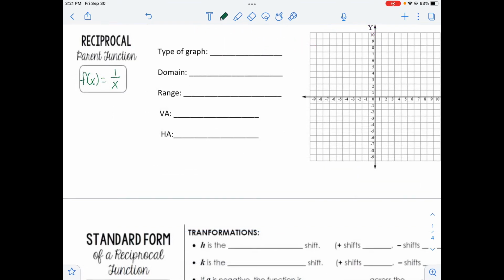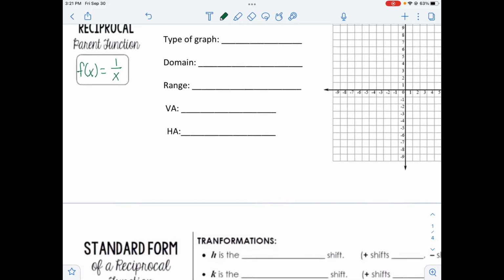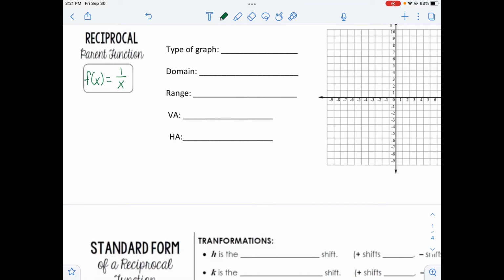All right, so the reciprocal parent function is f of x equals 1 over x. Now, with the reciprocal, its inverse is its own, and this will make sense in just a minute. You'll see kind of how it works. Remember that inverse always reflect across y equals x, no matter what type of function we're talking about.